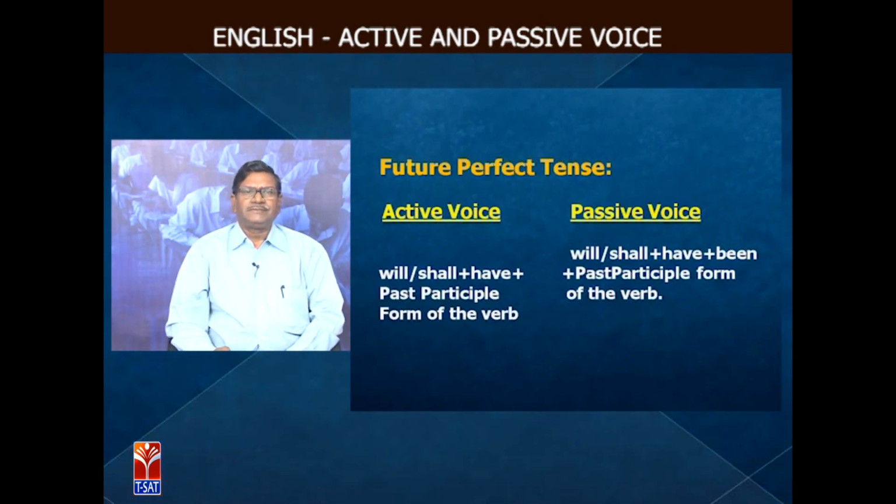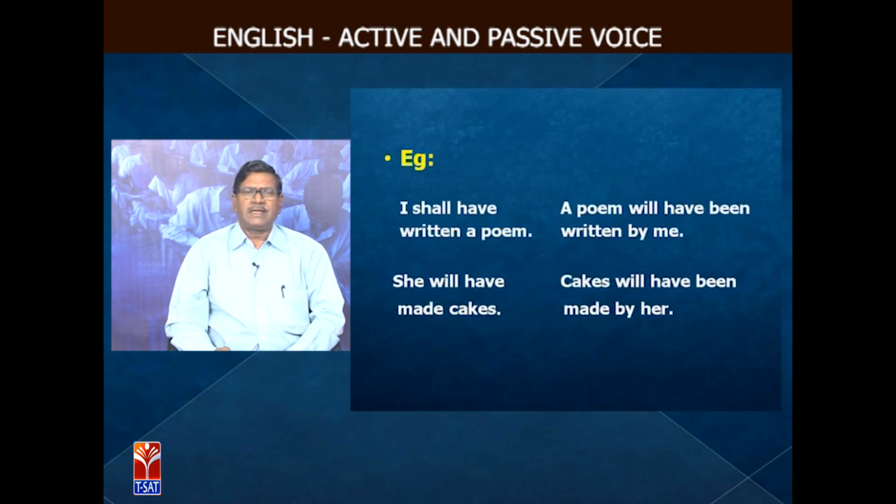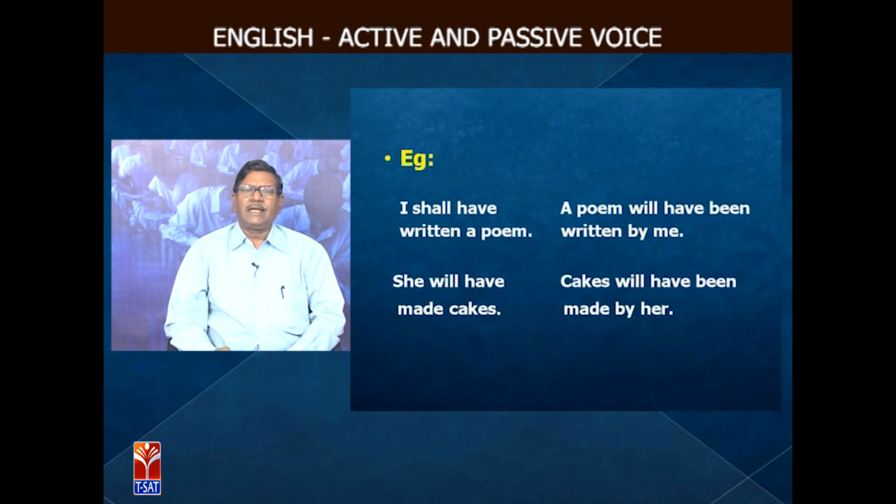Future perfect. In the active voice, the verb form will be, because it is future, will or shall as the helping verbs, and because it is perfect tense, have will also be there along with will or shall, and then the past participle form of the verb. I shall have written a poem. And in the passive voice, shall have been, the be form. Be comes and occupies after have. It can't be be, it will be been. A poem will have been written by me. So, I shall have written a poem becomes a poem will have been written by me.